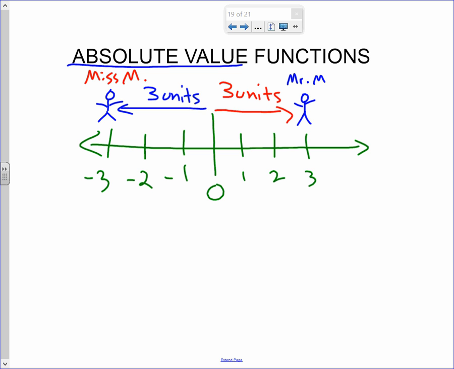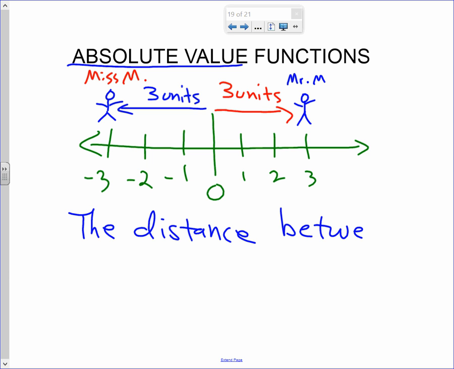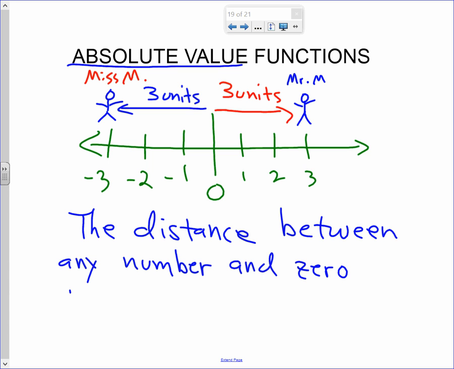So here's what I'm going to write underneath now. Watch this. The distance between any number and 0 is always positive. Say again. The distance between any number and 0 is always positive.